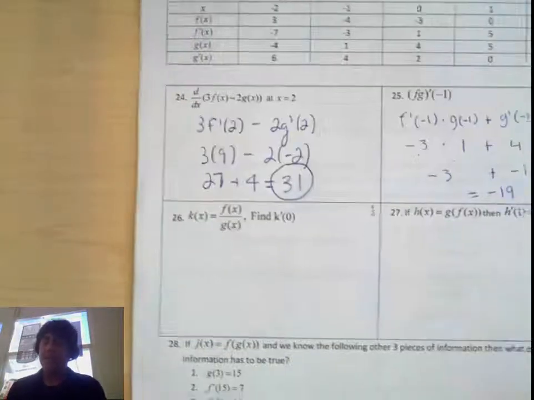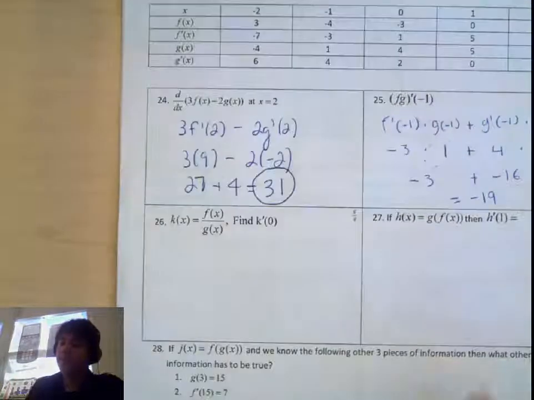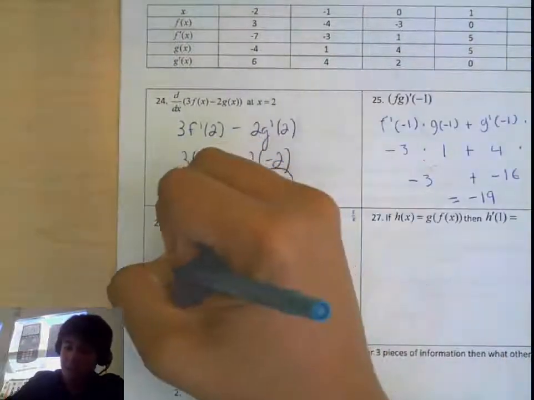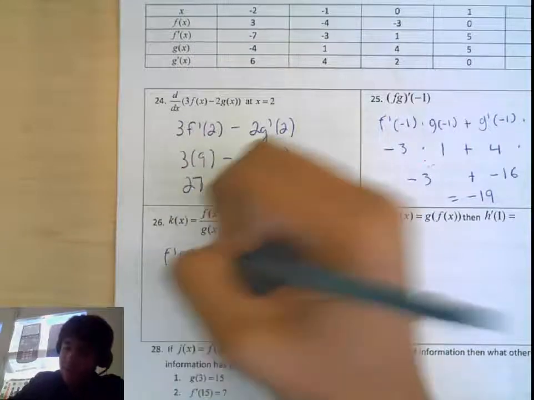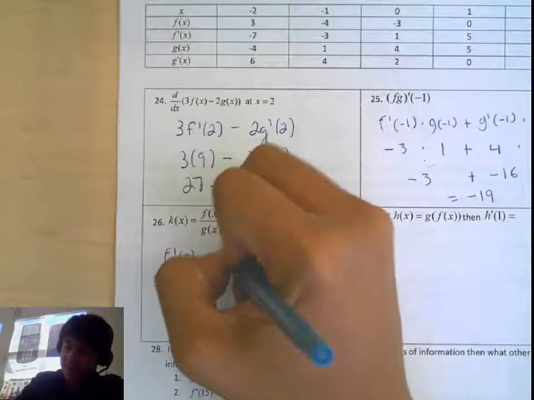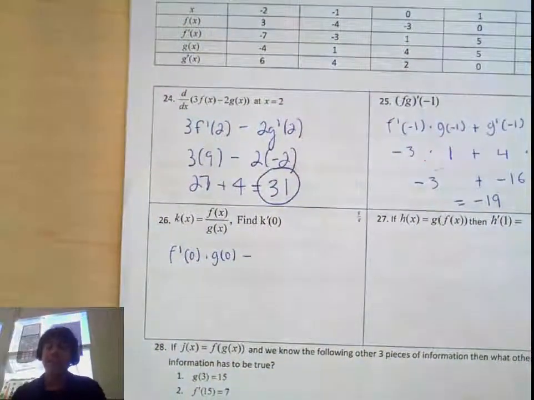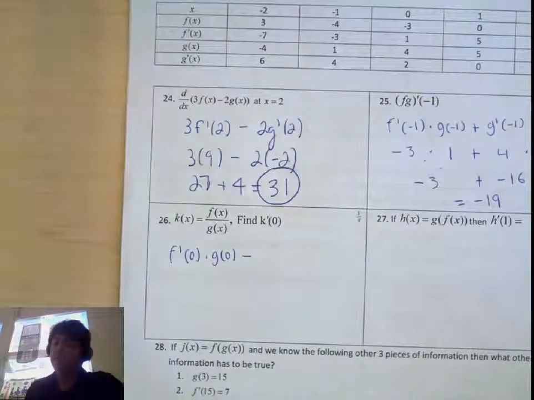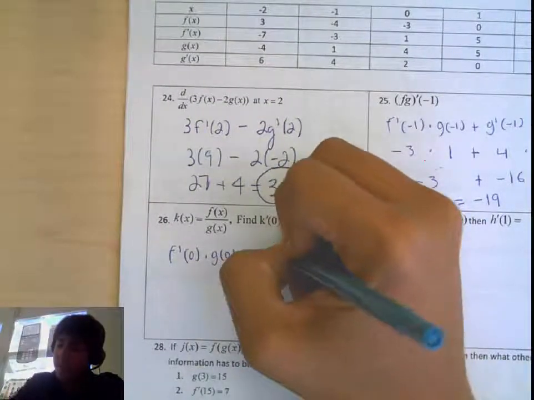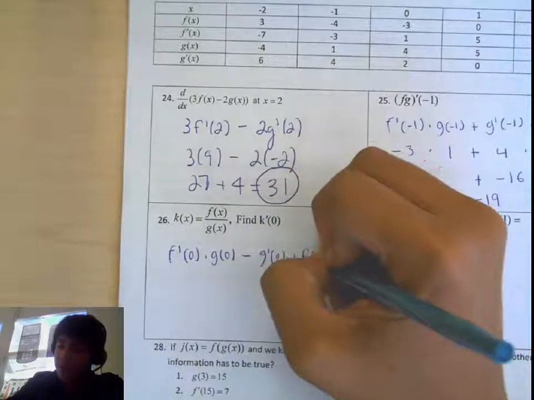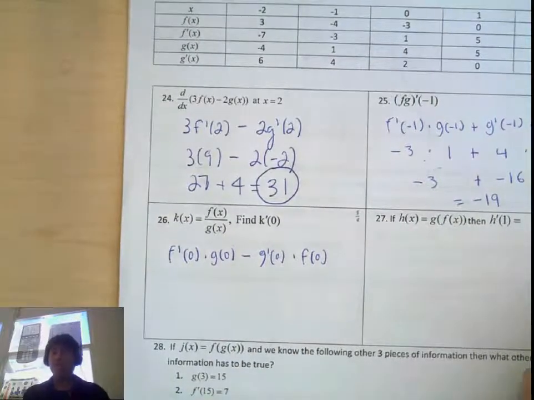Alright, for the next one here, number 26, you have to use the quotient rule. So first we have to write out f prime of 0 times g of 0 minus, so the quotient rule is different from the product rule, as in instead of adding you have to subtract. So you put that, and then you get g prime of 0 times f of 0. And once you've done this, it kind of looks like the product rule, but you have to subtract.